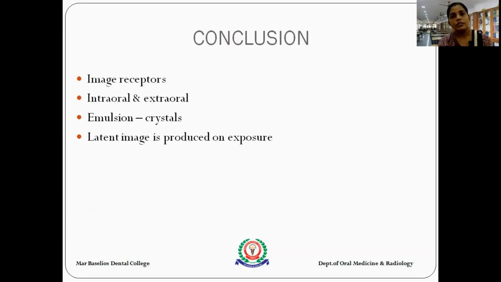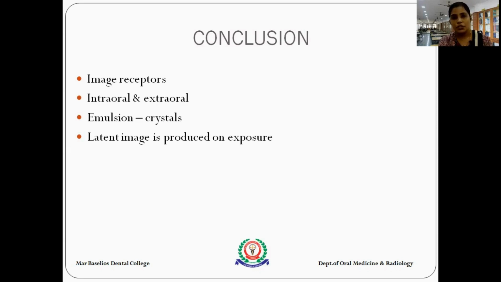So to conclude this lecture, the takeaway point is that X-ray films are the image receptors which are used in the radiology department for radiographic picturization of a structure which needs to be seen. And we have intraoral films and extraoral films separately available. And there are different types of classification of the films based on the sensitivity, the speed, the modality of usage, the method of processing, and the packaging.